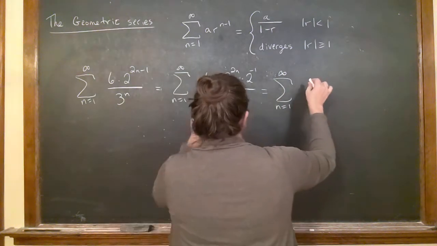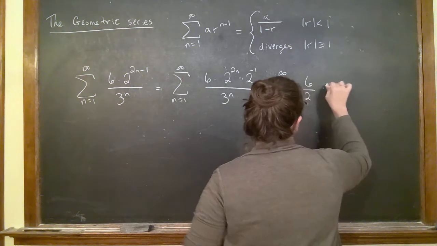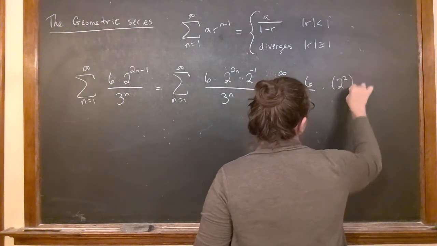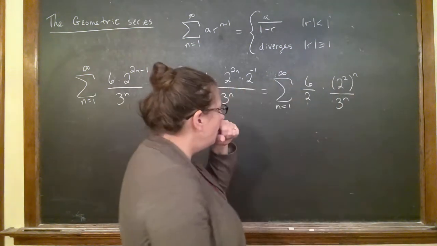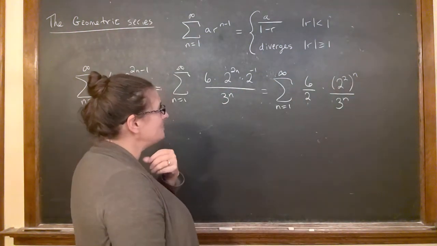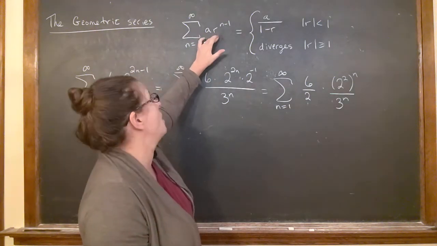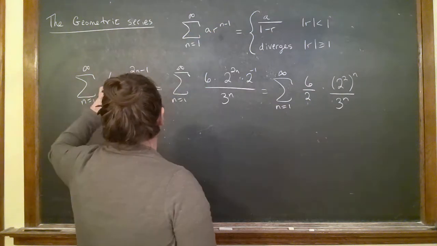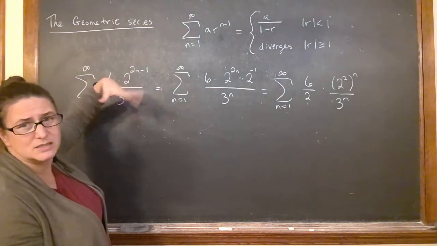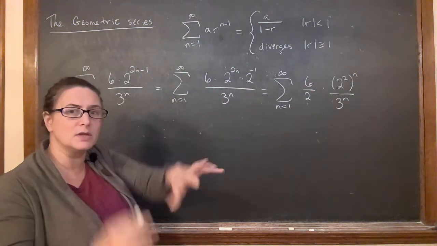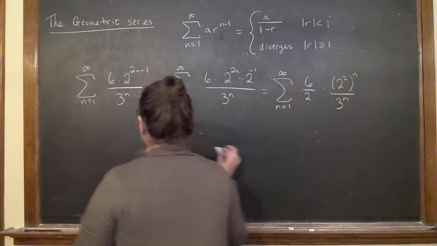So this is like 6 over 2. The 2 to the 2n, I can also write as 2 to the 2, to the n, and then here's 3 to the n down here. I did that because my goal is to figure out what the whole r is, and the whole r is everything that's in the power. Here, these both have powers of n, but it's not the same, so I want to put everything together to see what is the same here.